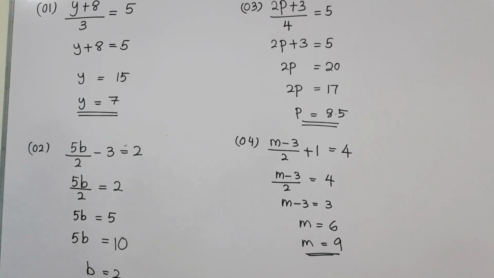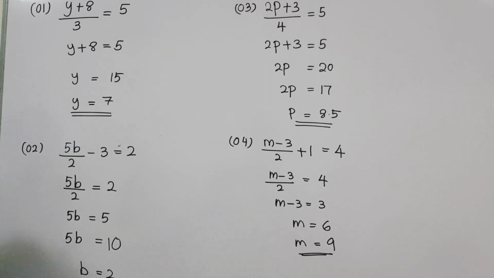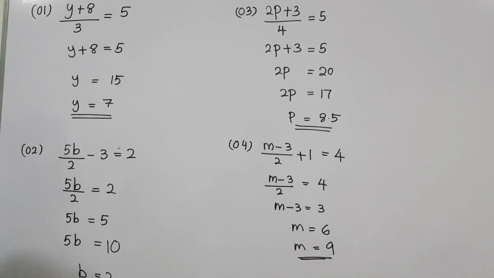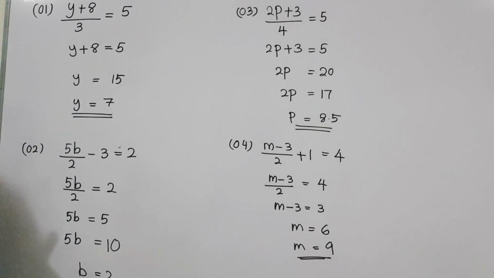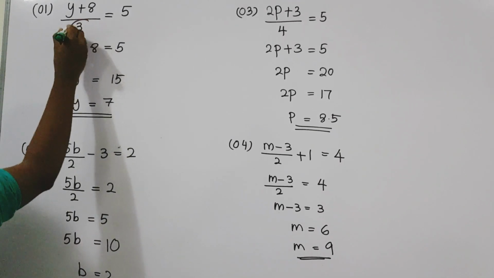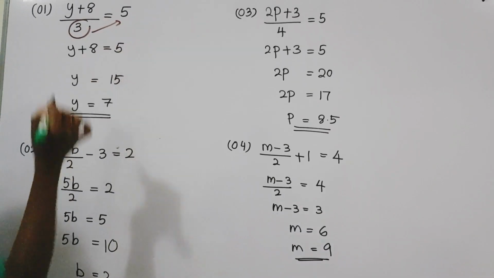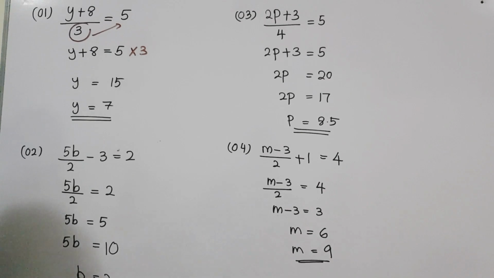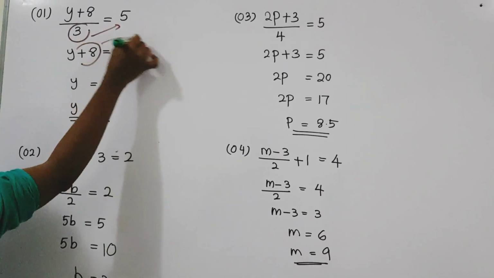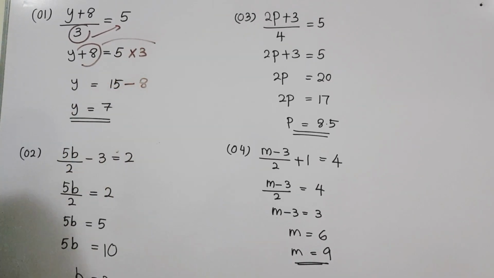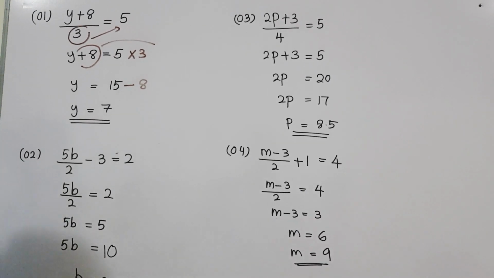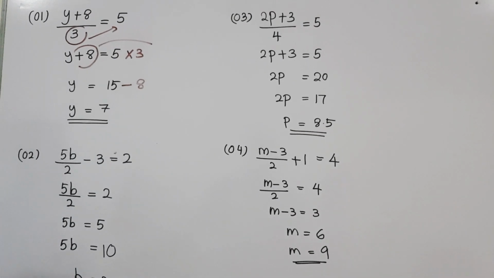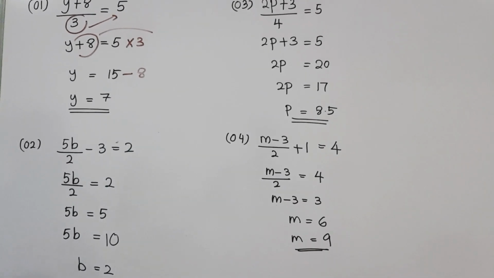Okay, then let's come to question number 1. This is what I gave you. y plus 8 over 3 is equal to 5. When we do that, first I told you we have to remove the 3. When we are removing the 3, it's a division, so you bring it to the other side and it becomes 5 into 3, which gives you 15. Now you have to move this 8 to the other side, it becomes minus 8. So y is equal to 15 minus 8, which gives us y is equal to 7.